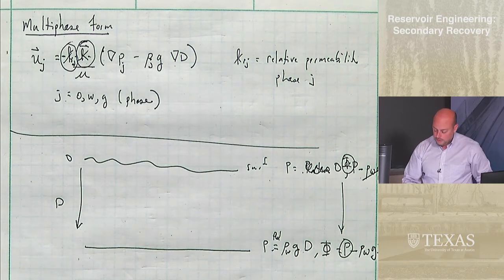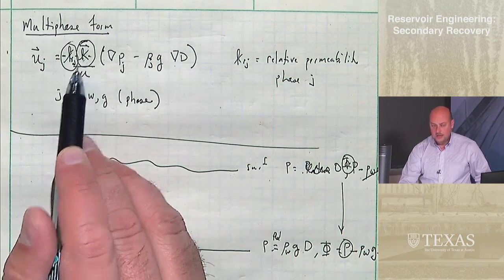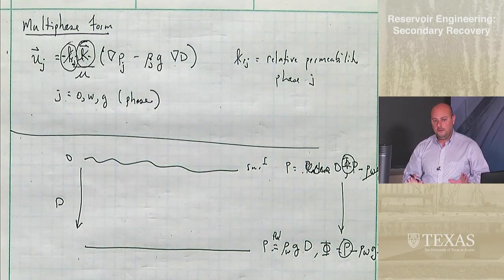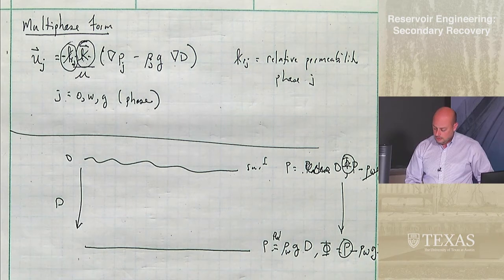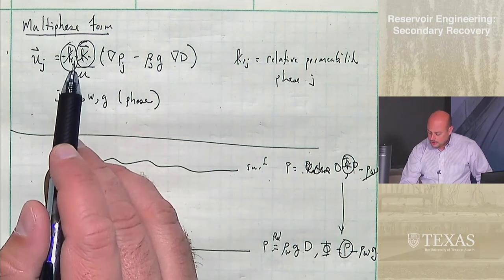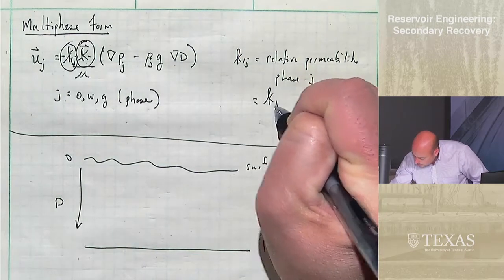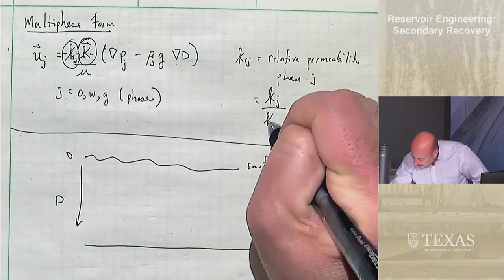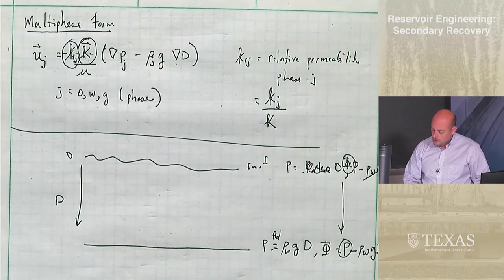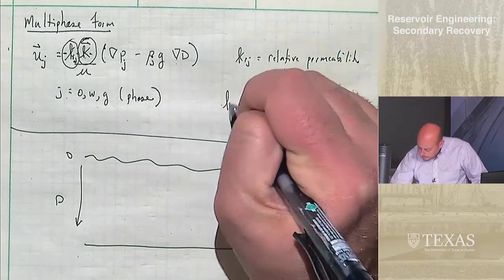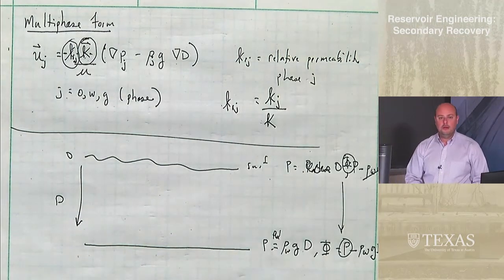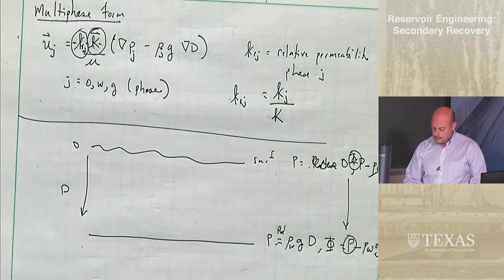But what we normally do is we separate these two. K is just the permeability of the porous medium. It's got units of like millidarcies or darcies or feet squared. And k_rj is a relative permeability, which is equal to the permeability of the phase divided by the absolute permeability. So k_rj is dimensionless and is a value between 0 and 1. And we'll talk more about that.